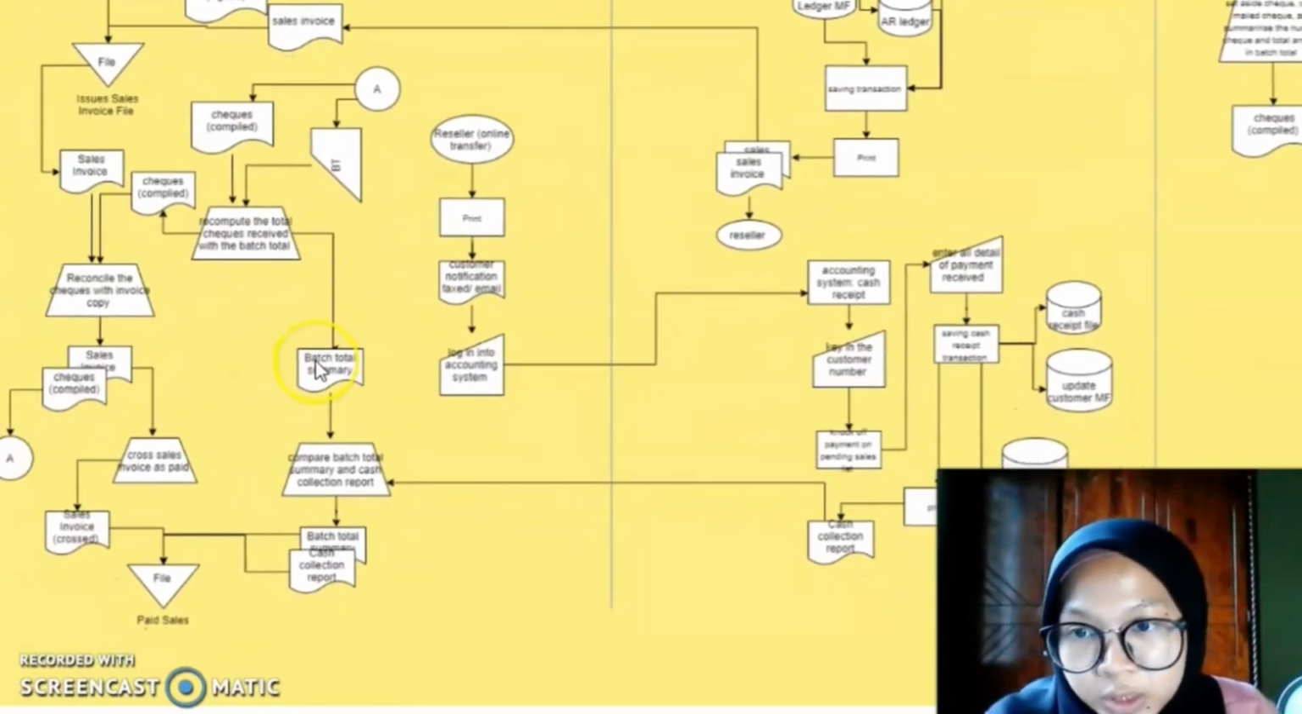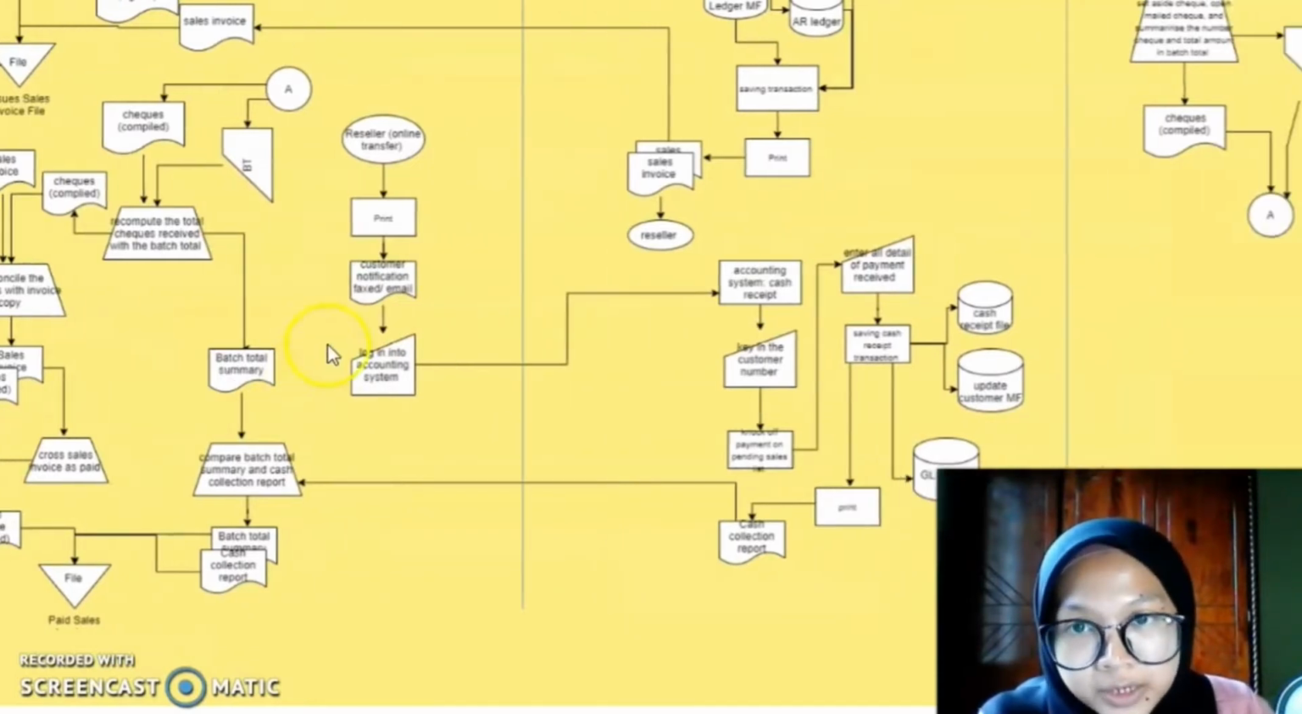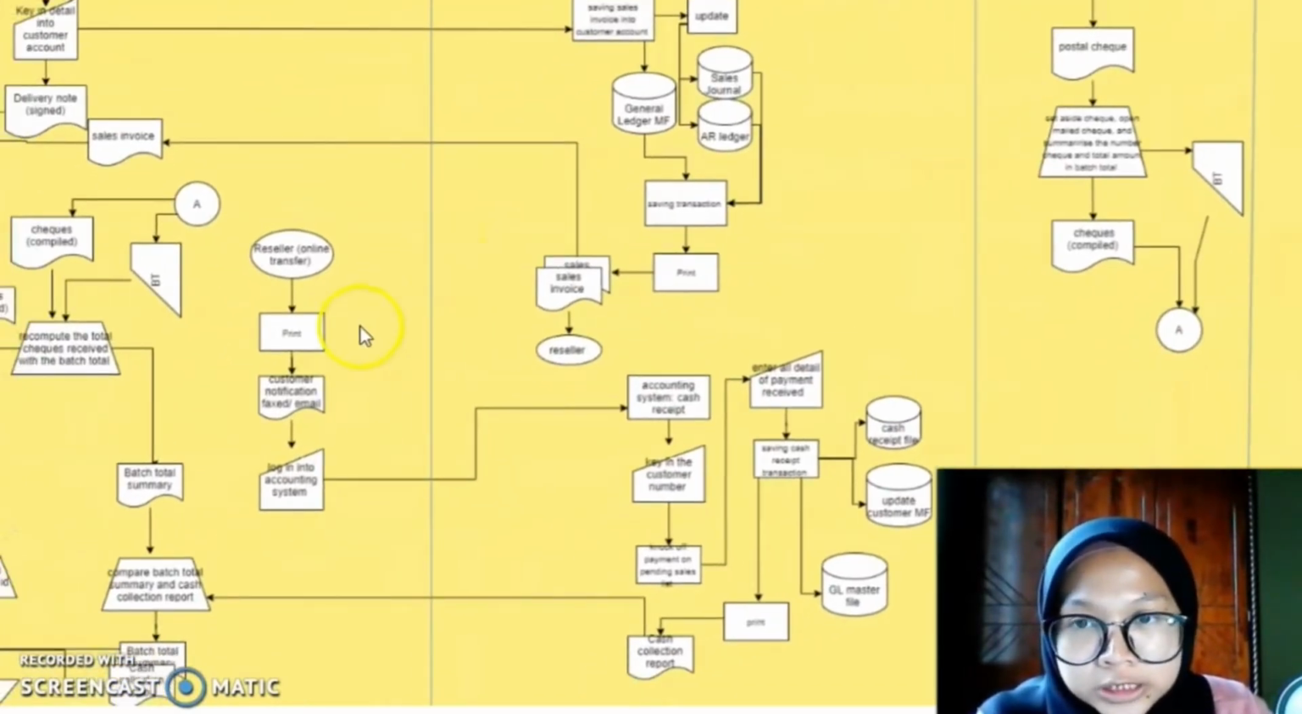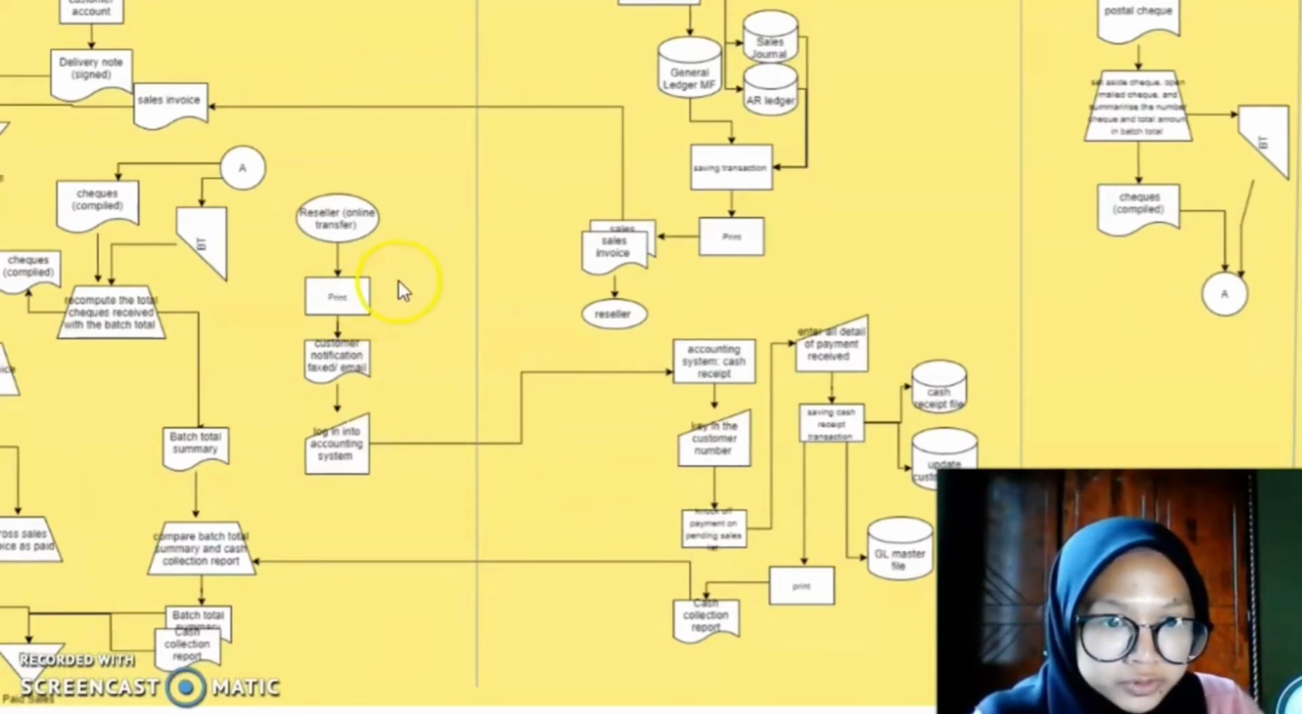Okay, the sales invoice will be crossed as paid. And then the crossed sales invoice will be filed. And before that, I'm going to explain about the payment made by online transfer by the reseller.